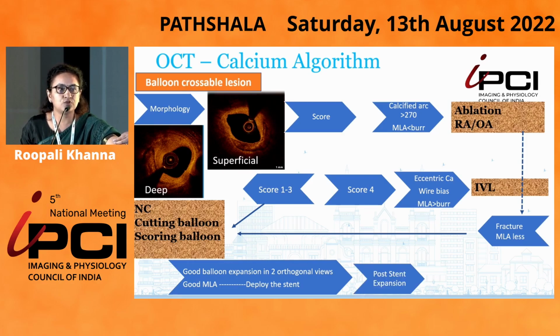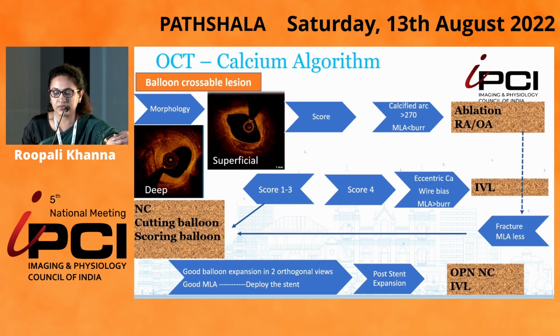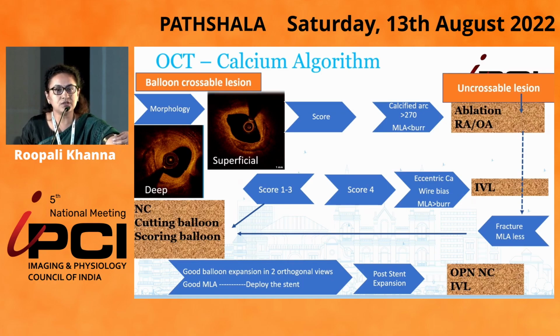After deployment, we should look for post-stent expansion. As we discussed in the morning also, sometimes there is stent under-expansion. If still under-expanded, go for OPN NC balloon or IVL. In an uncrossable lesion, again start with ablation therapy and the same flow chart will follow. The nodule part is still a very controversial thing, either go for IVL or rotational atherectomy, and I've kept it for the next speaker, Dr. Mahesh, who can highlight the nodule part.